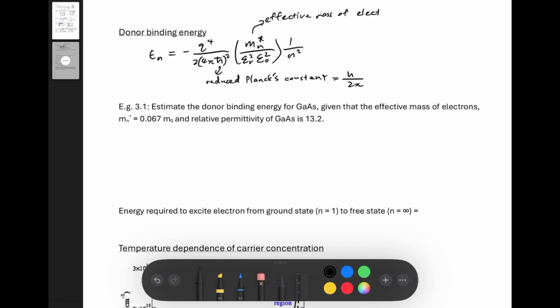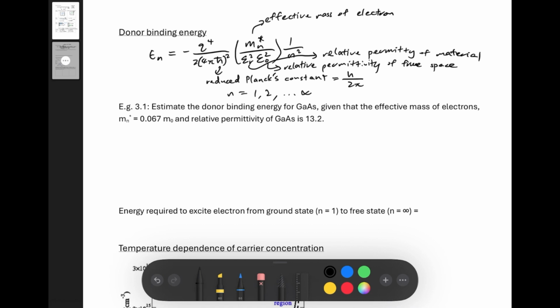That's why it's called Mn, because when it is doped with excess electrons, it's the N-type, so that's why it's called N. And then this is the permittivity of free space. And then this is the relative permittivity of a material. So this is the formula for donor binding energy, and in this case, n is just equal to 1, 2, all the way to infinity.